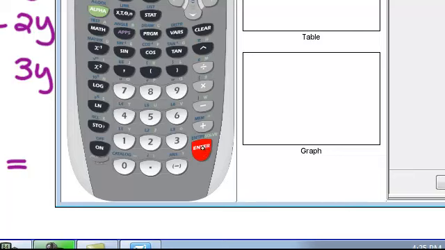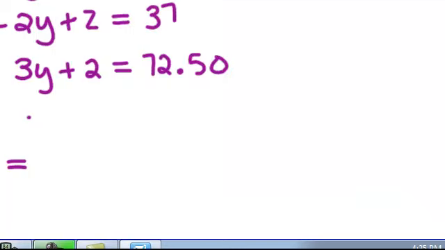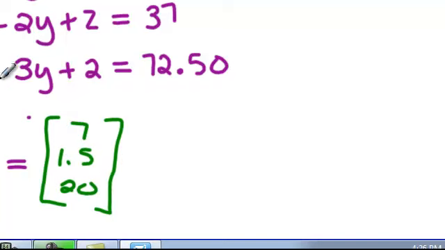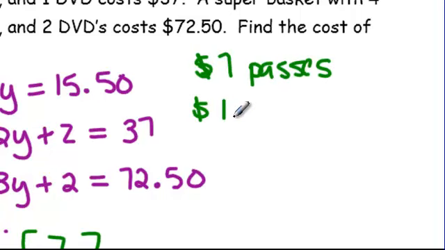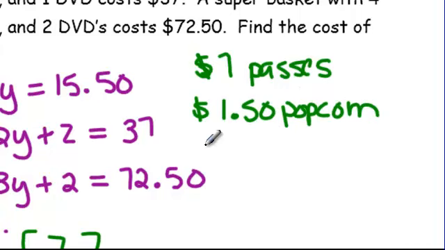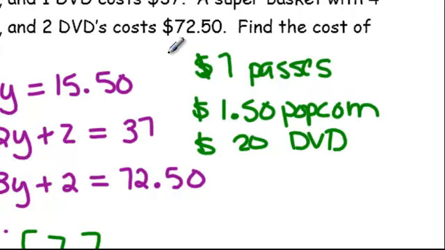All right, so this matrix here, 7, 1.5, and 20, gives me the prices of each. So if I go back to my screen here, it gave me 7, 1.5, and 20. So now I need to convert what this actually means. So for my actual answer, it's going to be $7 for the passes, $1.50 for the popcorn, and then $20 for each DVD. So this is my answer here.